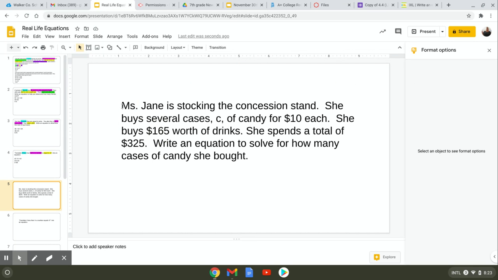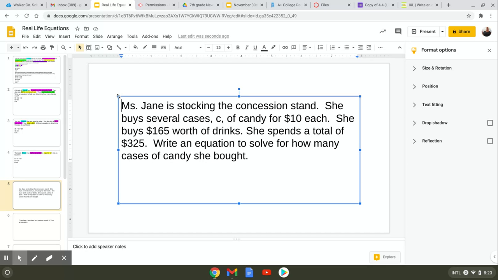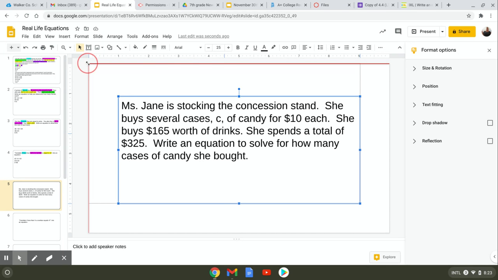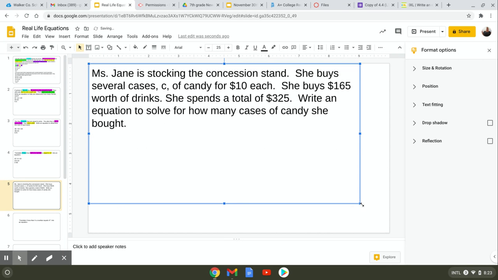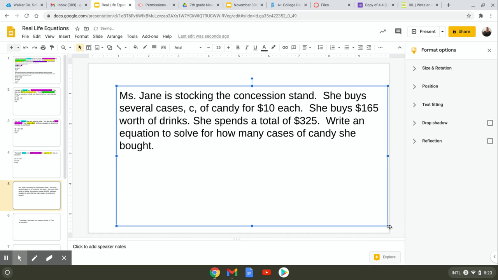Okay, let's look at this one. Let me move it up so we make sure we have plenty of room. That's not what I meant to do.